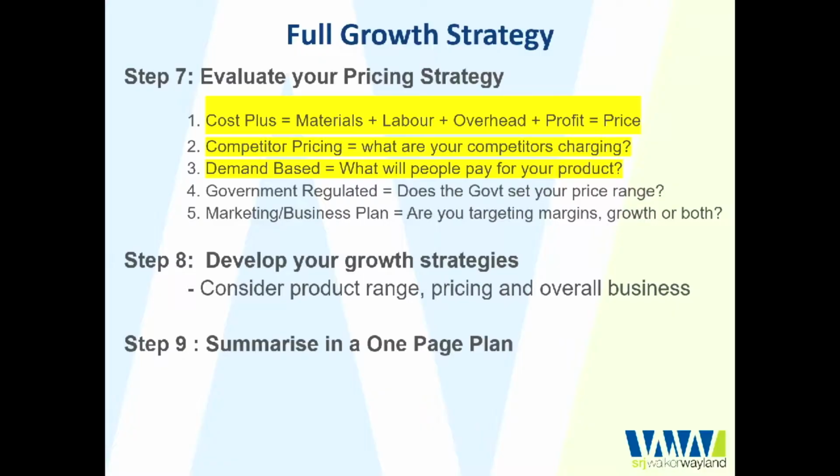Step 7 means you need to evaluate your pricing strategy. So there are 5 key pricing strategies that we look at, and probably for most businesses, you'll have some sort of combination of the first 3. So cost plus is our traditional accounting style model, where you have your price set based on your materials, your labour, your overhead, plus your profit amount you want to make, and that's the amount that you sell your product or service for.